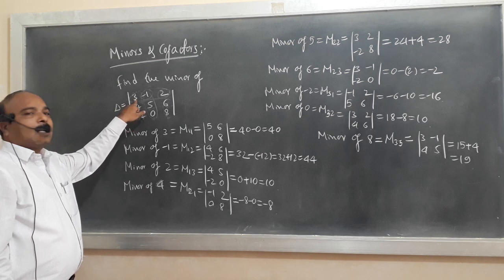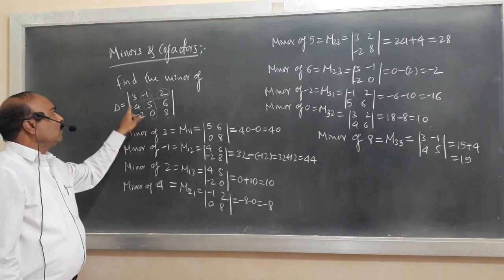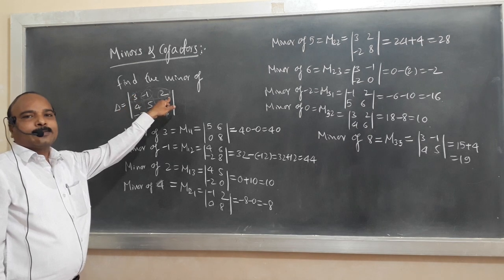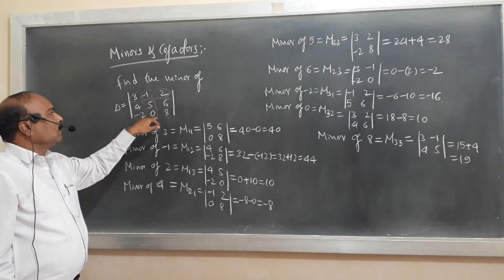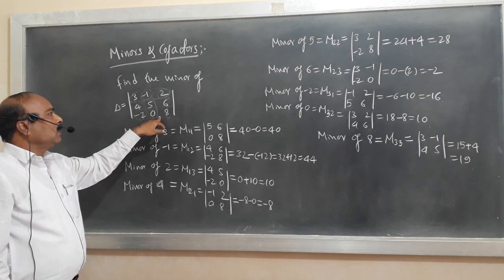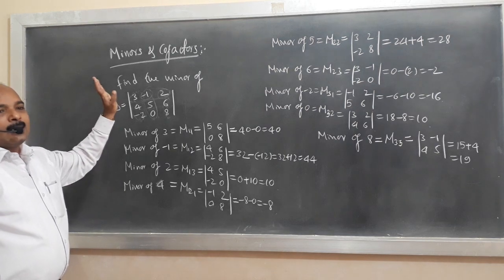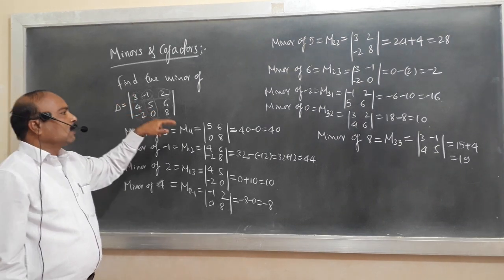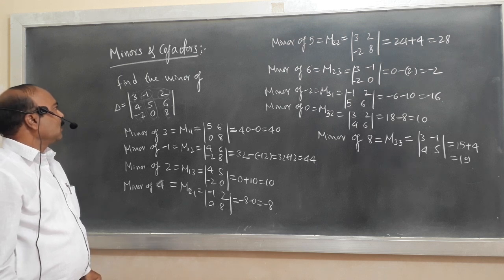Whichever minor we are calculating, at that time we delete that column and that row where the element is present. Then we get one determinant using four elements. Then we evaluate that determinant. That itself is the minor of that element. Like that, it is applied for all the 9 elements to calculate the minor of each element.